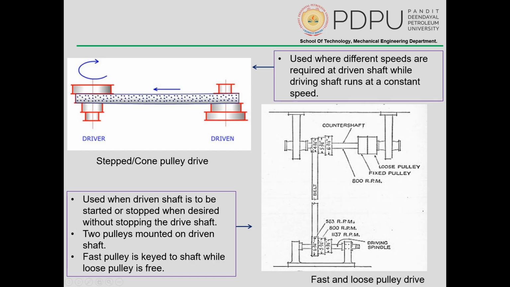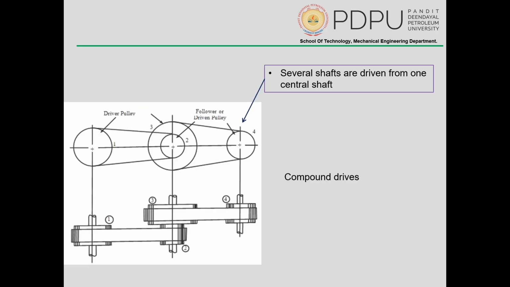In the group drive I had talked about, this kind of arrangement is used where a single motor is driving several machines. So the fast and loose pulley drive would be essential there to ensure that whichever machine you want to run can be run. Okay, so moving ahead, we have compound drives. In this one you can see multiple drives are run. So basically several shafts are driven with the central shaft, right? So that is the single thing here.